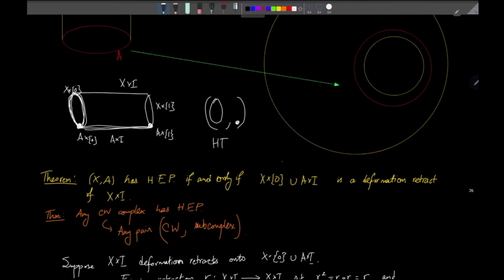So we are saying that this pair, this circle and this point, has the homotopy extension property if and only if this entire cylinder deformation retracts onto whatever the combination of this circle and this line makes. So if the cylinder deformation retracts to this thing right here, that is what we are really after.